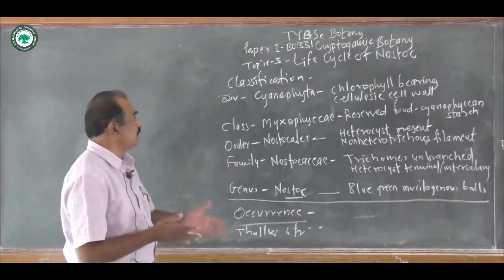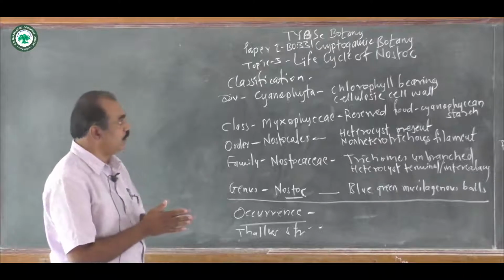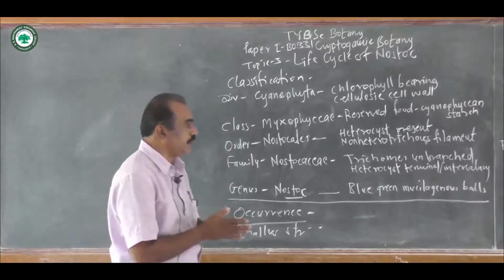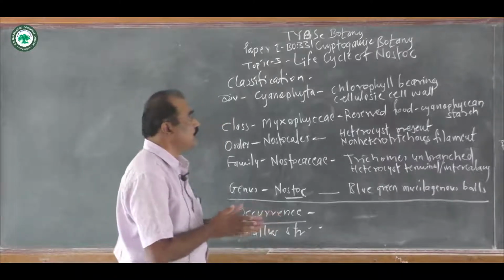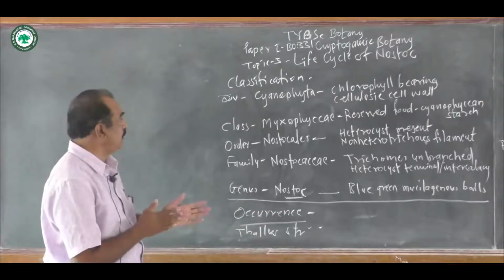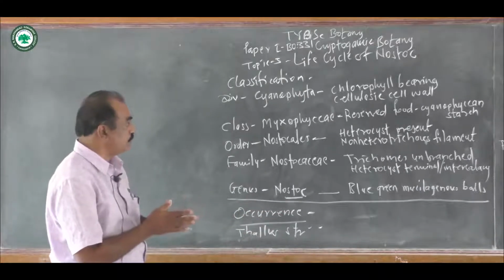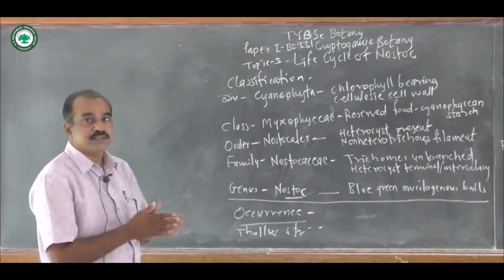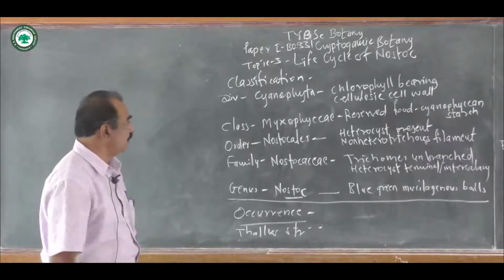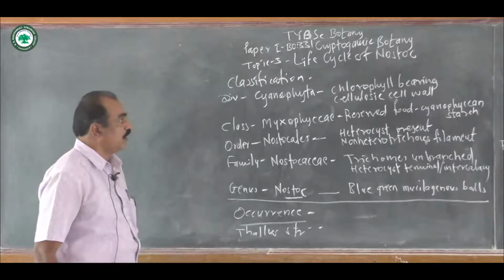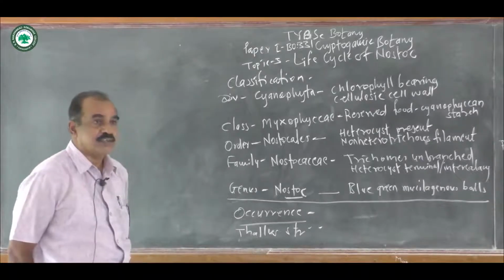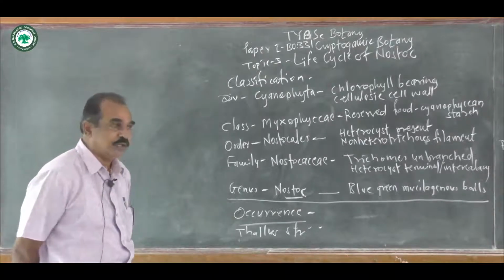Now in this classification, the division is Cyanophyta, in which there are chlorophyll bearing algae and a cellulosic cell wall. Then class Myxophyceae, the reserved food material is cyanophycean starch. Then order Nostocales, heterocysts are present. These are somewhat large as compared to the normal vegetative cell.